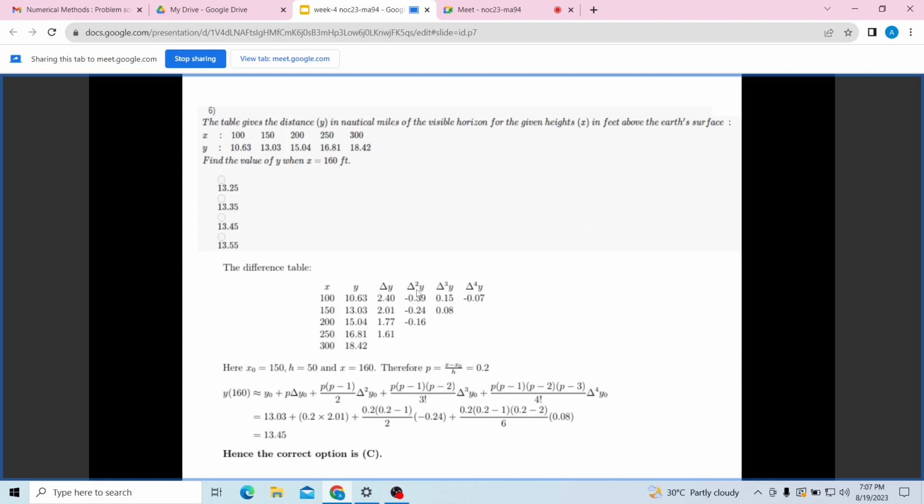Now calculate the second difference, second forward difference, that is del square y. So when you subtract 2.01 minus 2.40, you will get minus 0.39. Similarly, 1.77 minus 2.01, you will get minus 0.24. Similarly, this will give you minus 0.16, right? Now calculate the third forward difference, that is del cube of y. So you get minus 0.24 minus of minus 0.39, that is 0.15, and minus 0.16 plus 0.24 will give you 0.08, right?